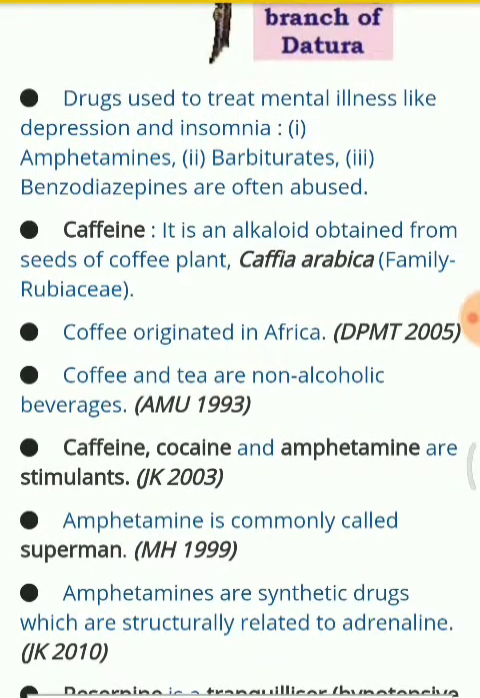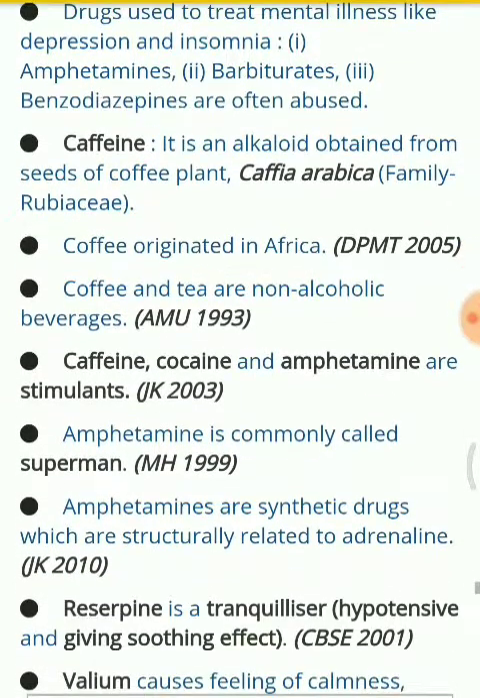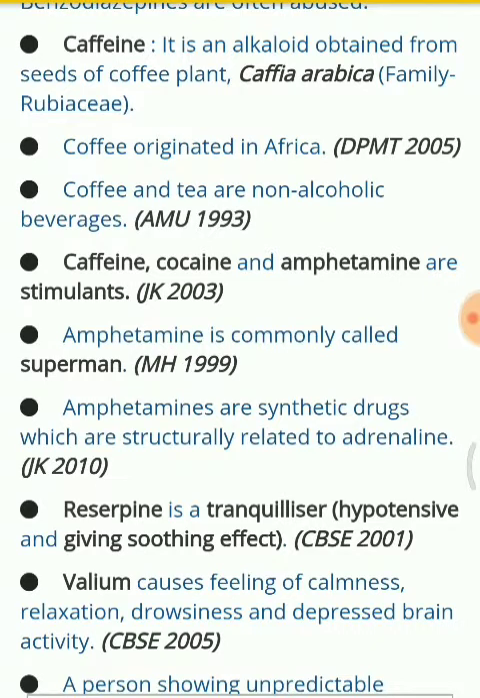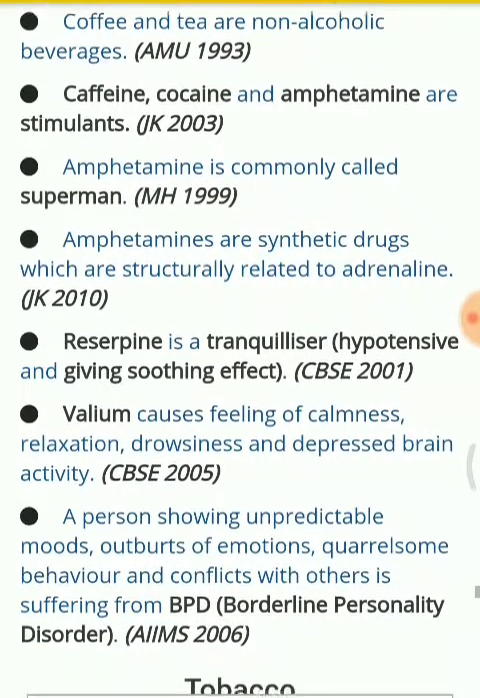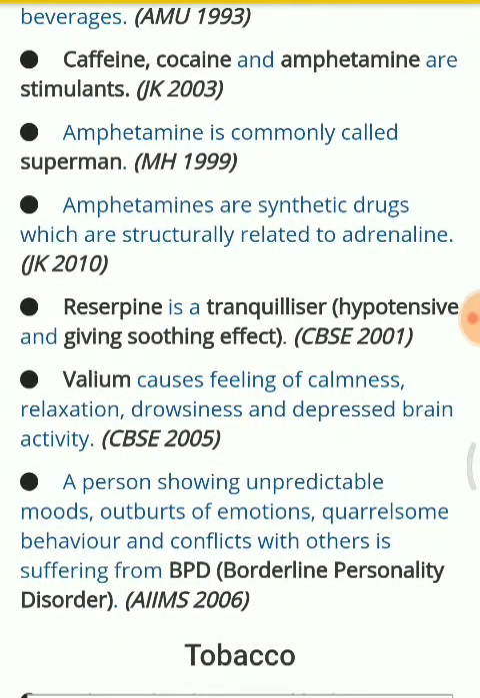Caffeine, cocaine, and amphetamine are stimulants. Amphetamine is commonly called Superman. Amphetamines are synthetic drugs which are structurally related to adrenaline. Aspirin is a tranquilizer, hypotensive and giving soothing effect. Valium causes feeling of calmness, relaxation, drowsiness, and depressed brain activity.